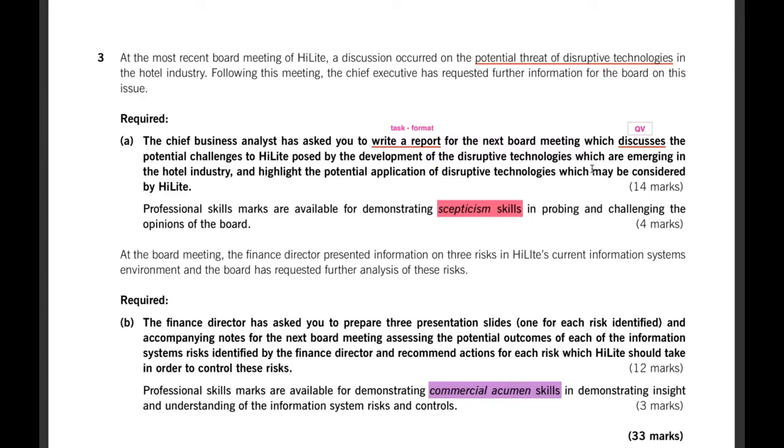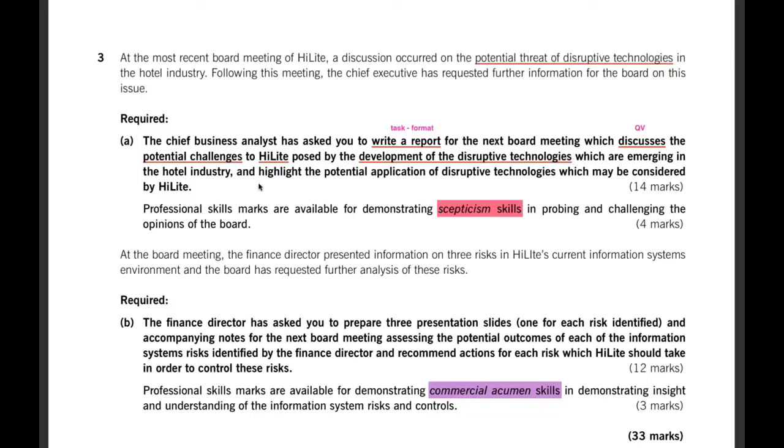All right. So what you're supposed to be doing here is, okay, you are supposed to be writing a report. Remember, discuss. What is it that you're supposed to be discussing? Potential challenges to highlight. On what issue? Development of the disruptive technologies in where? In the hotel industry.